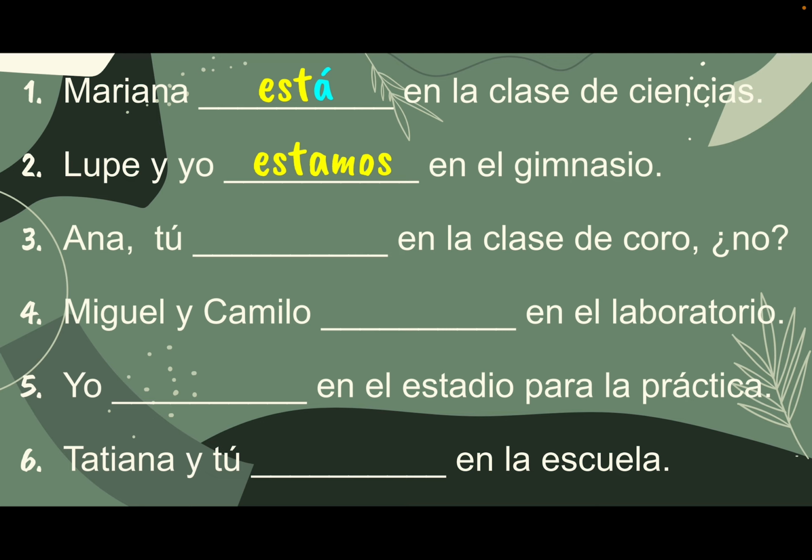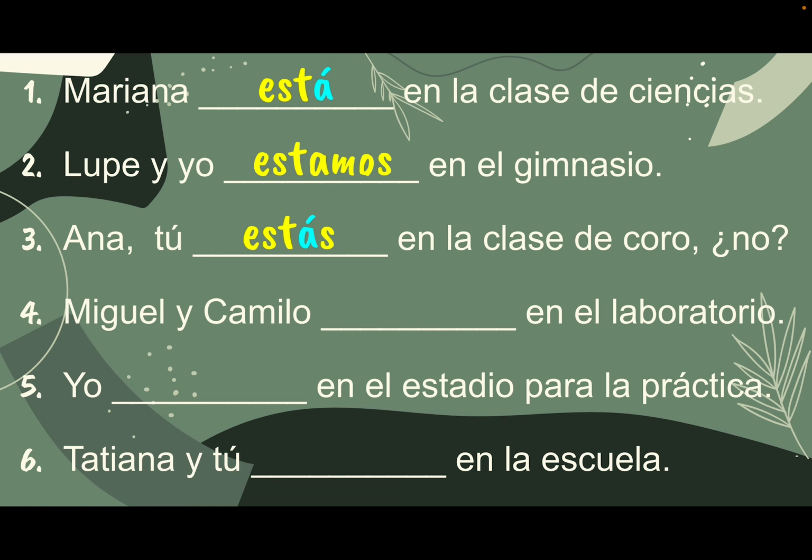Number 3, I tried to trick you. That's a little stinky. I said, Ana, comma, tú, so estás en la clase de coro. I was tricking you because I was saying, hey, Ana, comma, you are in choir class. That comma was an indicator I was talking to her. That one was sneaky.